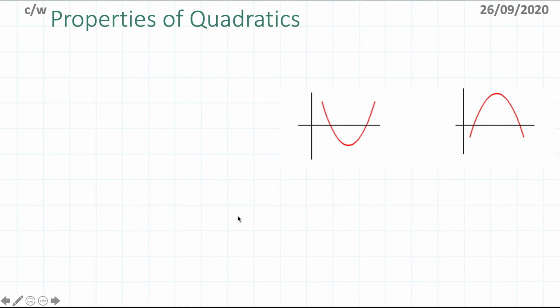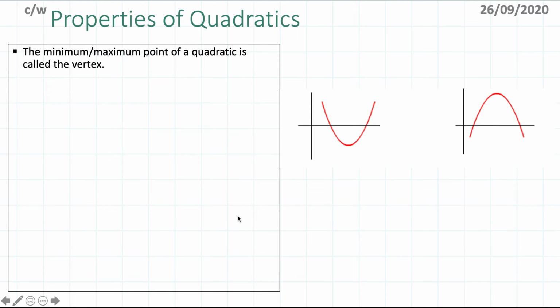So what are some of the main properties? First is that you have a minimum or maximum point in the quadratic, so either it's a minimum or it's a maximum, but both these points are called a vertex. So these are the vertex of this graph. This is the minimum and the maximum point of each of the graphs.